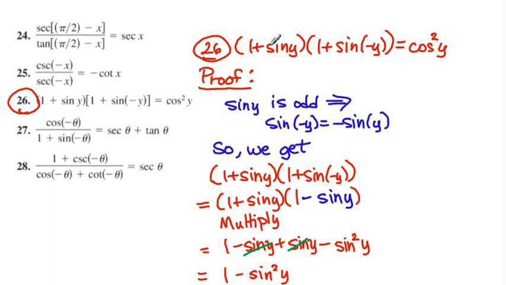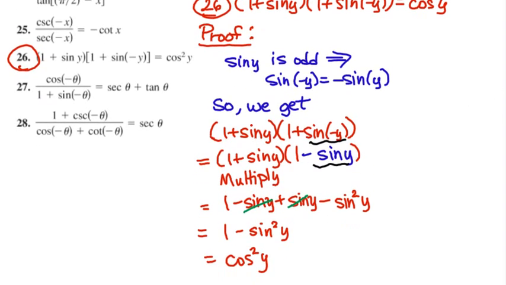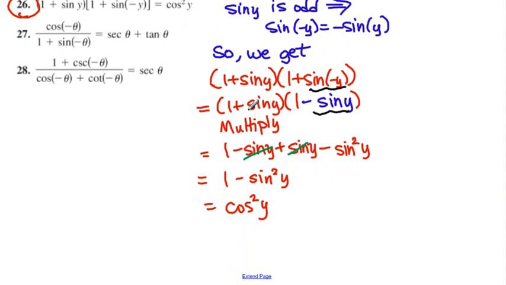If that happened to have been cosine, cosine is even, so cosine of negative y is the same thing as cosine y. But knowing that sine is odd, we can replace the sine of negative y with negative sine y, and then we multiply. So again, these are conjugates, 1 plus sine y times 1 minus sine y. We can FOIL them out if you wish, but what happens is that we get the difference of two squares, which is 1 minus sine squared y. And that's back to one of our fundamental identities, which is cosine squared y.